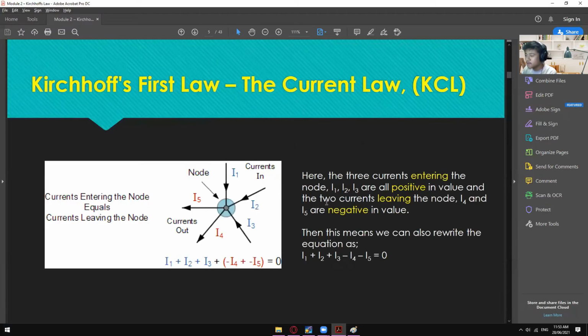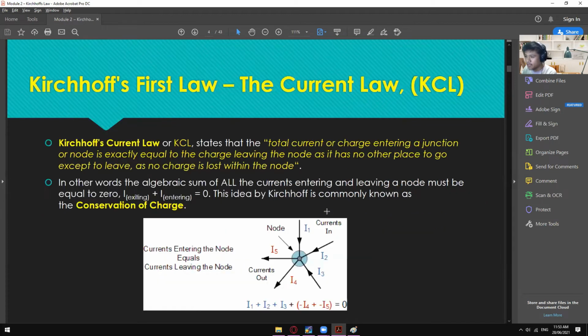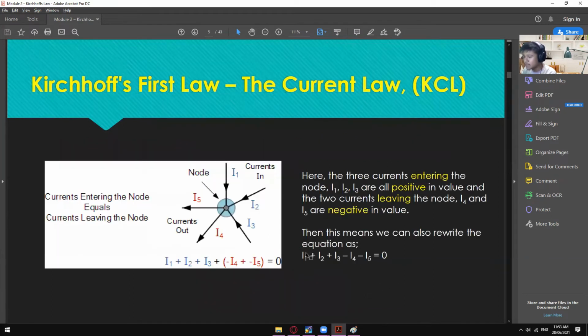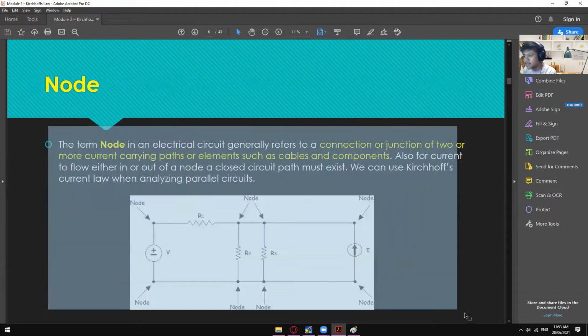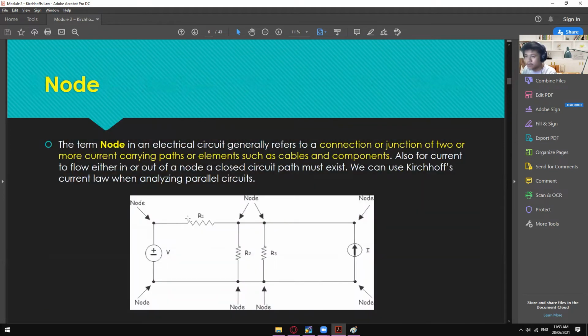All right, so more explanations when it comes to the KCL. Here's the initial equation wherein we have positive signs, but of course you have to negate those leaving currents. And here's the simplified version of that: positive, positive, positive, and then two negatives. And here's the definition of a node. A node is basically a junction. So this is a node, node, node, node, and so on and so forth.